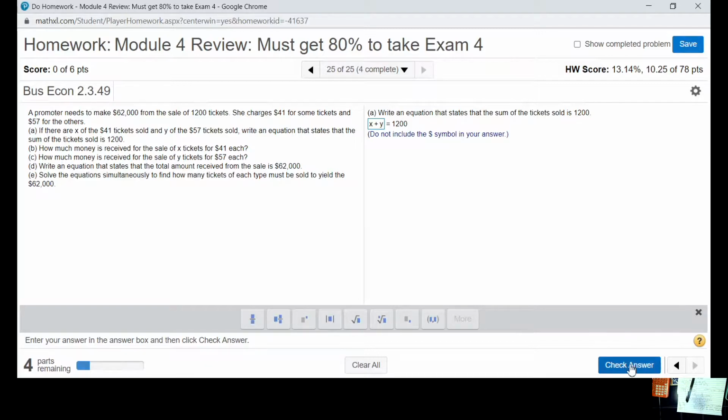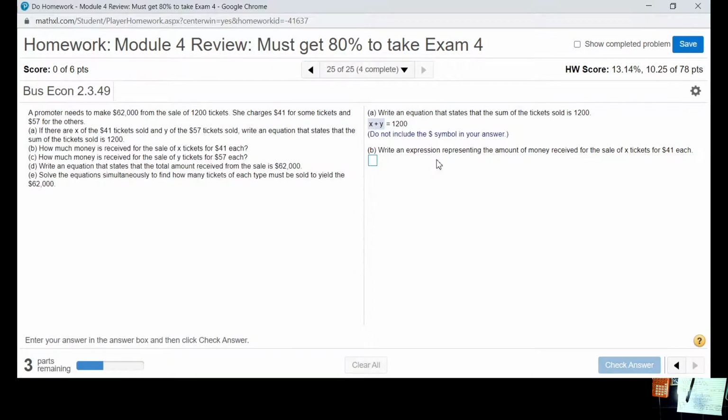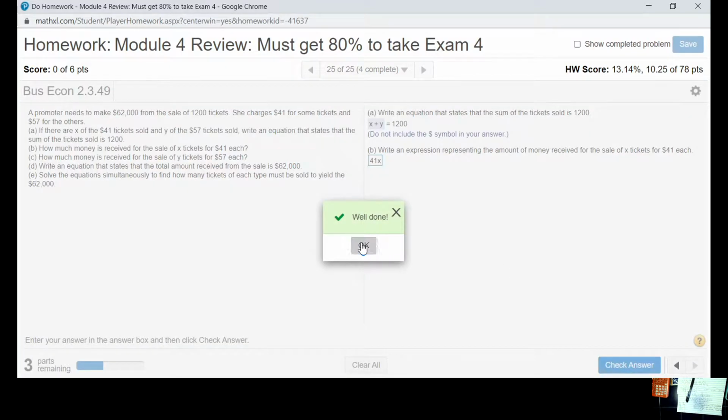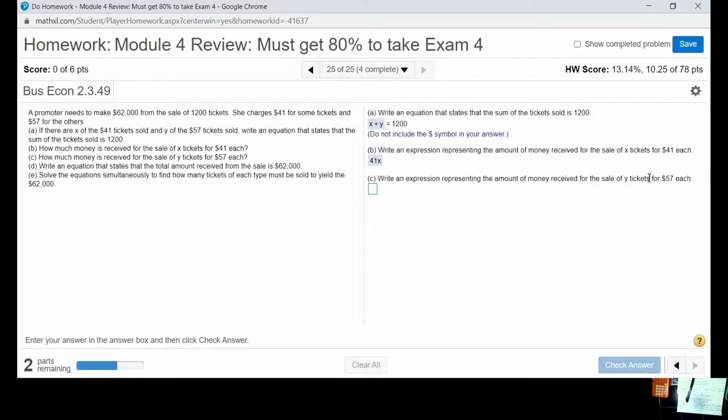And then the next part, it says write an expression representing the amount of money received for the sale of X tickets for $41 each. So this is actually breaking it down into little steps if you're having trouble figuring out why it's price times amount. So we'll do 41 times X would be how much money is received, right? 41X. And then you know what's coming next, $57, and that's Y tickets, so 57Y.